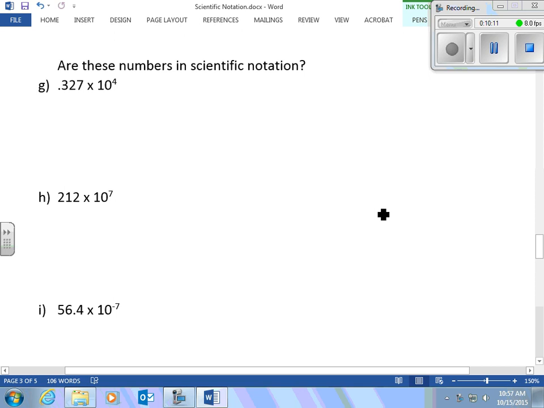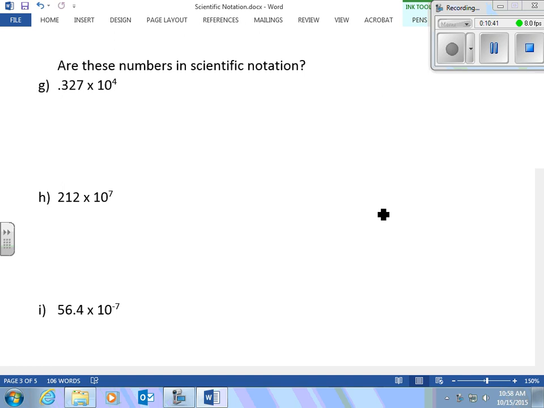Before we do any computations, it's good to recognize when a number looks sort of like it's in scientific notation, but isn't quite. So here are a couple of examples. They all look sort of like scientific notation because they're something times 10 to some power. But if you look closely at the first part of these numbers, that first factor is not in proper form because it's not a number between 1 and 10.